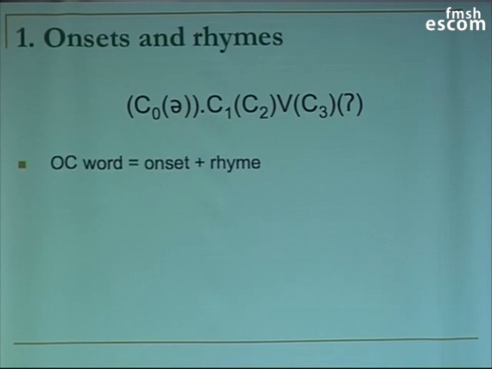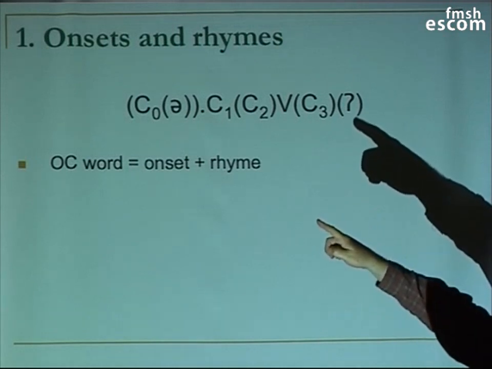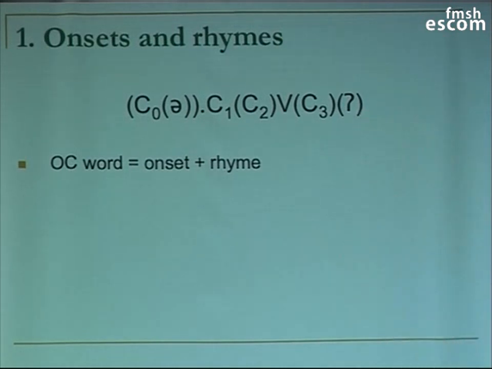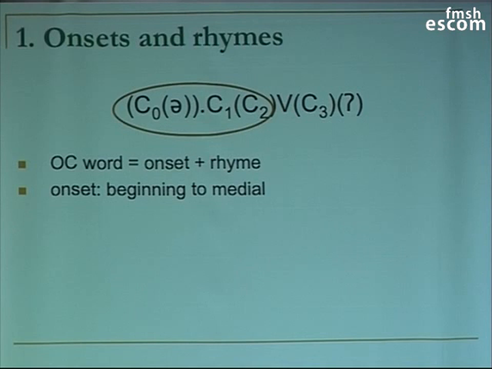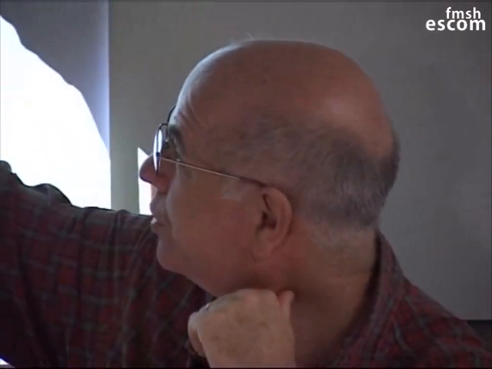So, a word consists of an onset and a rhyme. This is the structure of the word, such as I presented it yesterday. The onset is from the beginning to the medial, including the medial. So including the R, if there is one. And the rhyme is the main vowel to the end, that is the rhyming part. That's the rhyme. Okay, so what I'll do this morning is tell you about the evolution of onsets.